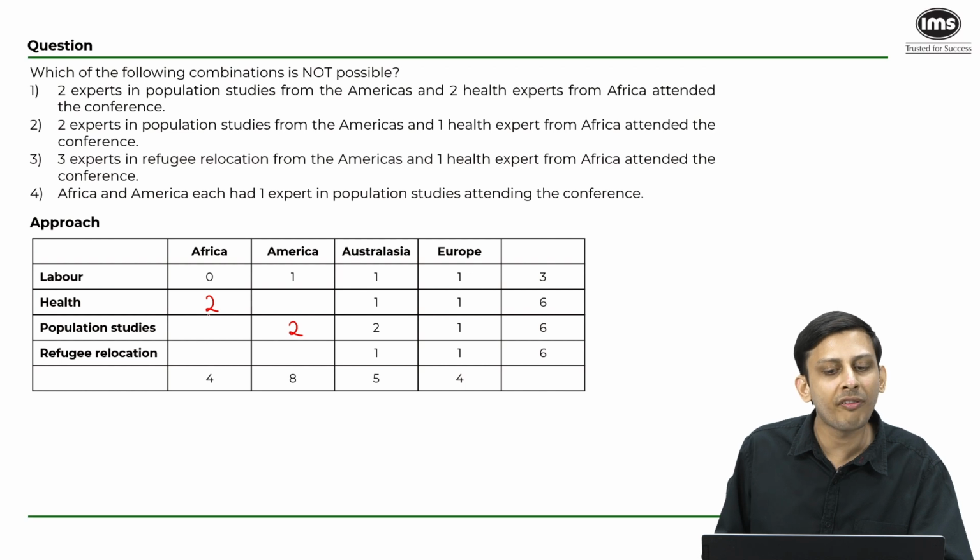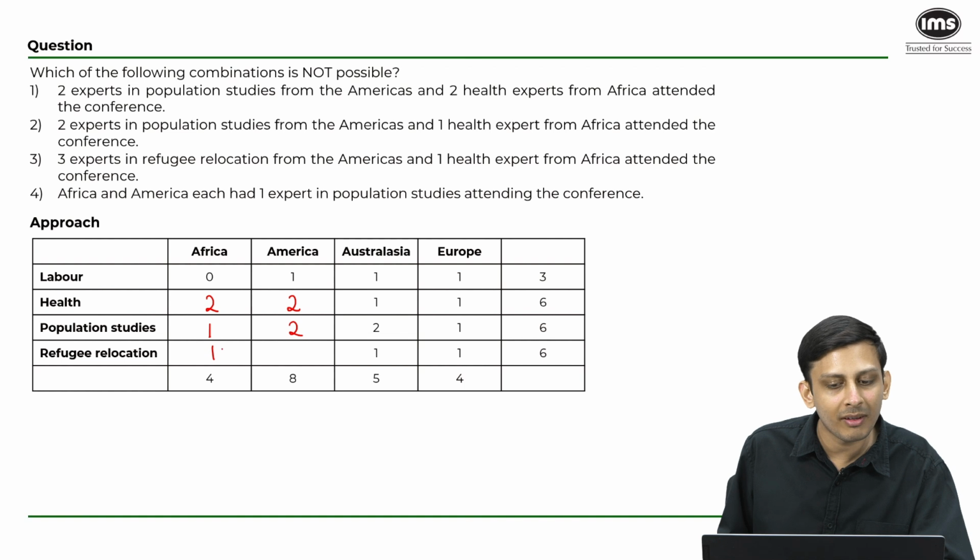Now let's use this to find the missing values for this situation. So for Africa, total is 4. We already have 2, so the remaining values will be 1 and 1. Now for example, health total is 6, out of which we have 4 until now. So the remaining will be 2.